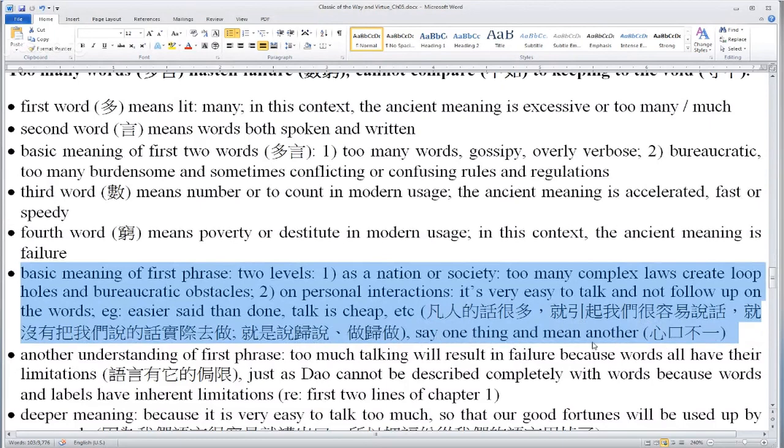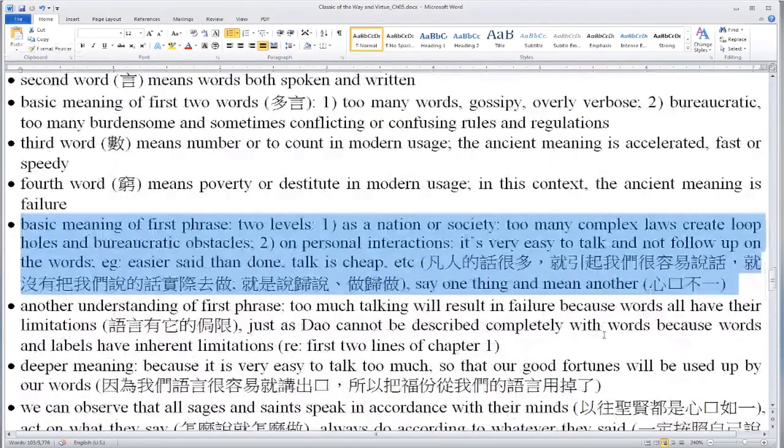心口不一, because talk is easy. And so then we tend to just talk and not follow up on it or not do it, and not be a person of our word. So we say one thing and mean another. So we have to be careful. Most people, as humans, easily fall into that mold.